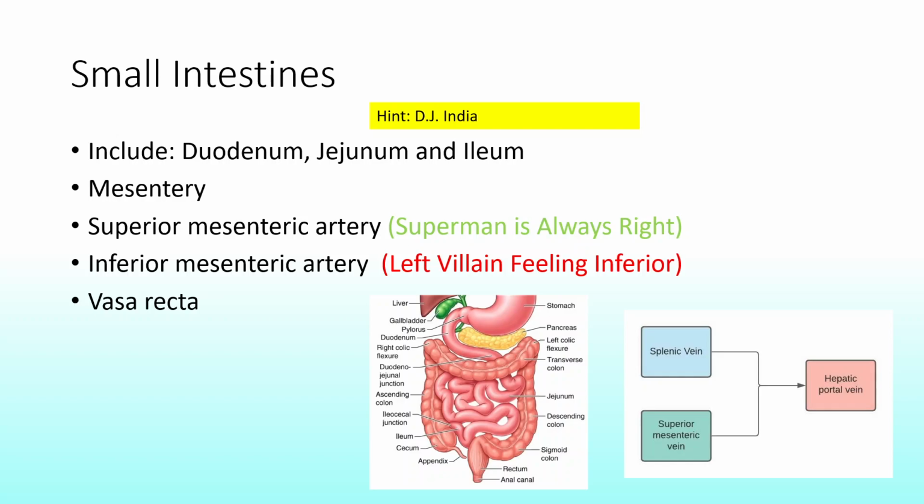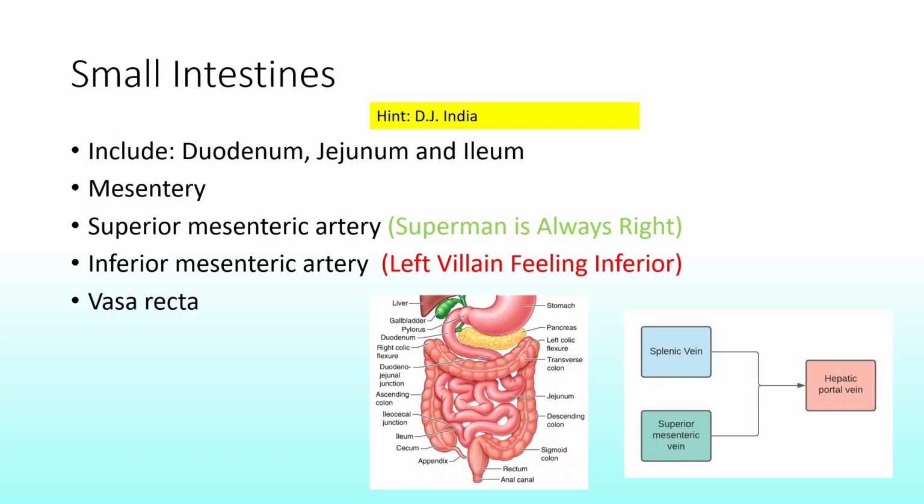Okay? It's also important to note that the superior mesenteric artery supplies the structures on the right side of the abdomen. So I came up with the word association, Superman, right? Superman is always right. And then the inferior mesenteric artery supplies the left side of the abdomen. So left, villain feeling inferior. There's also vasa recta, okay? Vasa recta directly supply the small intestine, and they're straight arteries that come off of the arterial arcades.